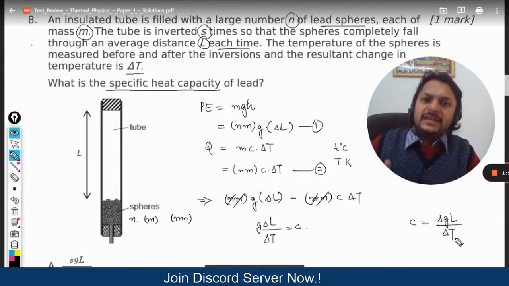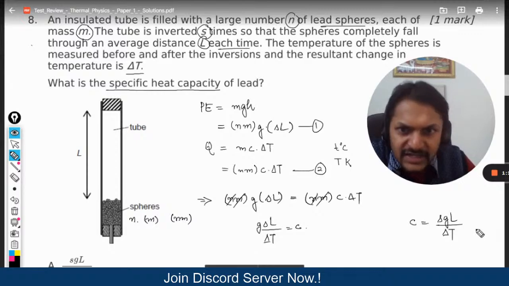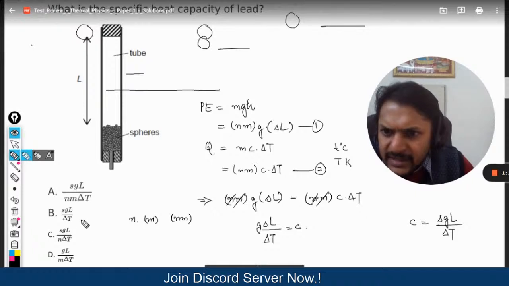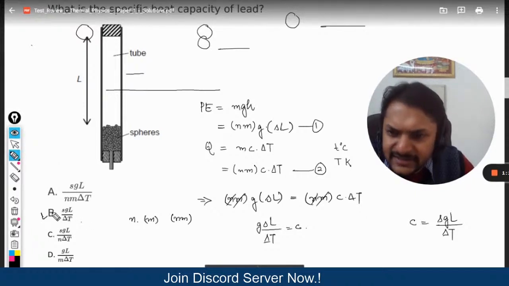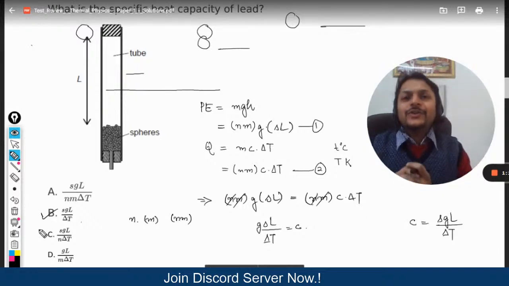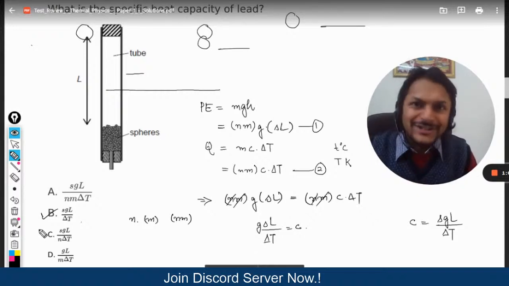So now we have to see the options, and we will see which option is correct. s g L divided by delta T. I'm going to move this a little bit. And s g L by delta T, yes, B is the correct answer for this question. This is how we do this. I believe things should be pretty clear to you now, and this is a very good question, isn't it?